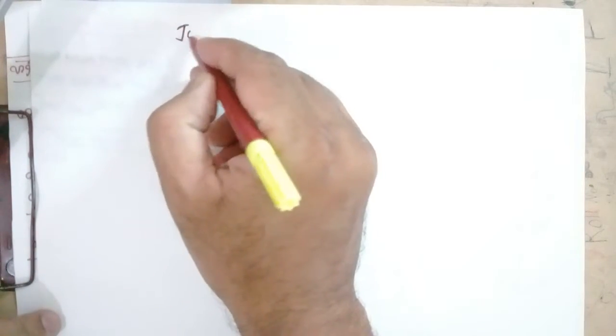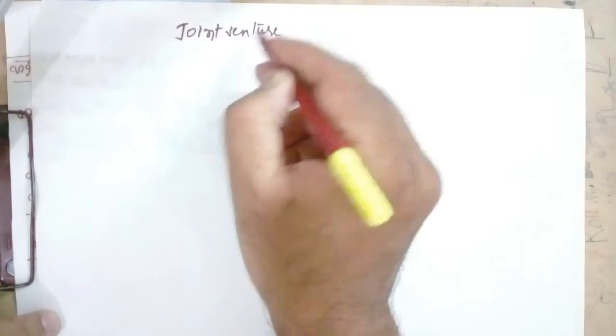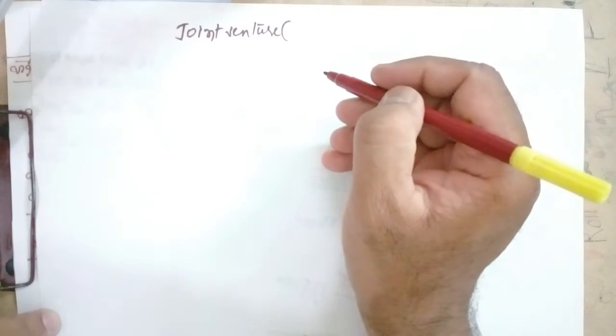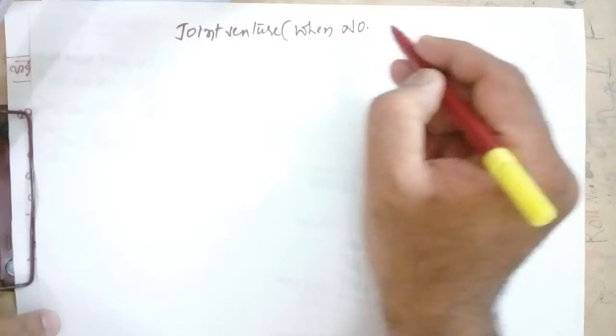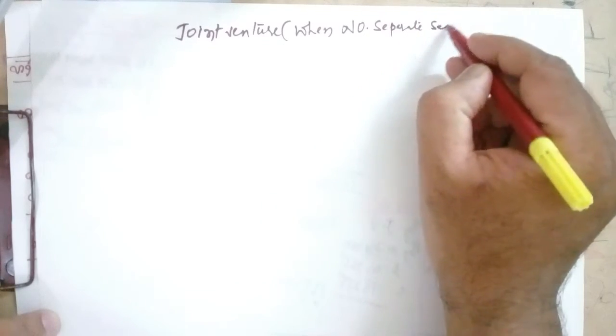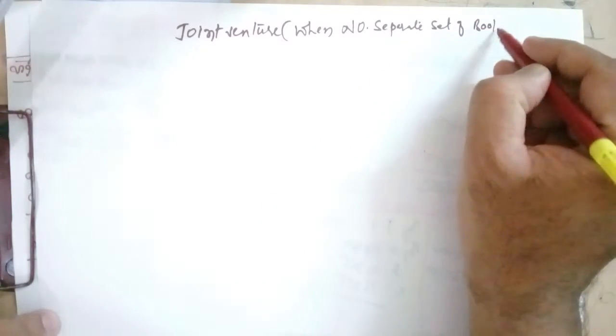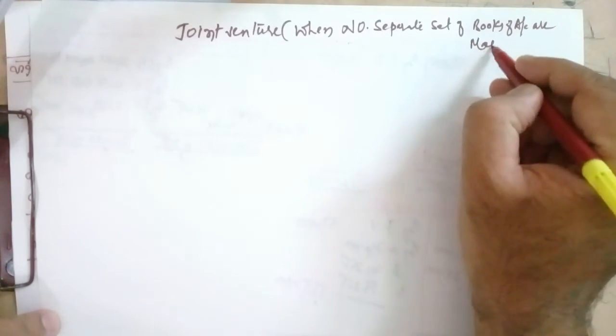Hello friends, in the current video we will understand the concept of joint venture, second method. You are already aware of joint venture. Under that second method, we will understand the case when no separate set of books of accounts are maintained.